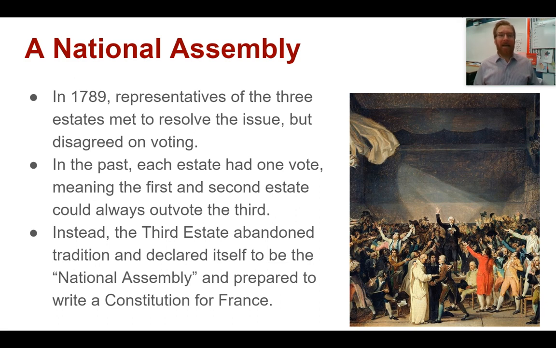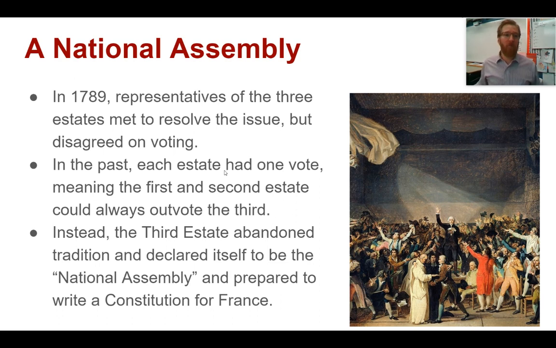So in 1789, representatives of the three estates, the clergy, the nobility, and everyone else, meet to resolve this issue, but they disagree on how they're going to vote on issues. In the past, each estate had had one vote, which meant the clergy and nobility usually voted together and overruled anything that the third estate wanted to do. The third estate, though, didn't want that system, and when it looked like they were going to adopt that system again, the third estate simply said, you know what, we don't need you. We're going to form our own assembly. And they created something called the National Assembly.